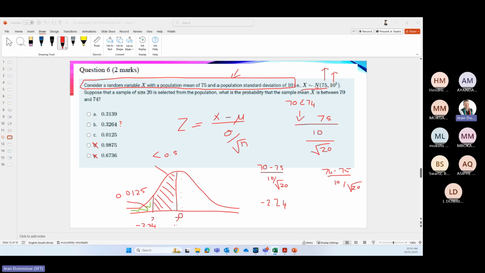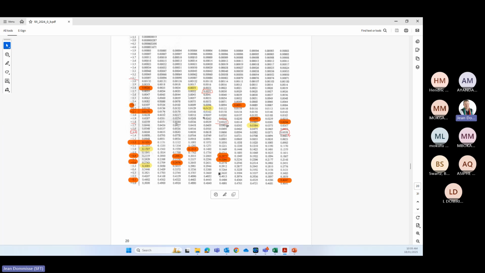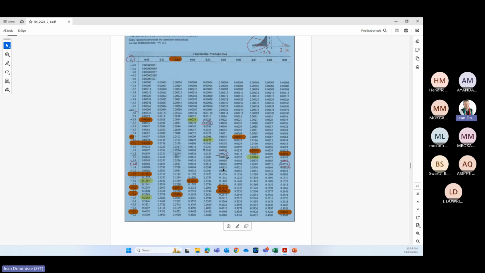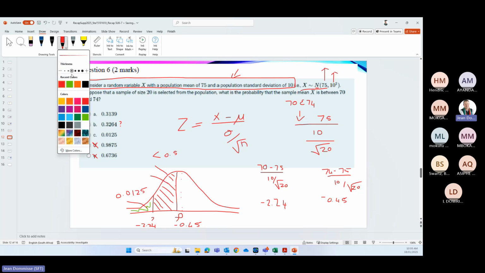And that is equal to minus 0,45. Okay, minus 0,45. So let's look at what that whole area is. Minus 0,45 minus 0,45. Let's just see. So it's 0,3264. Okay, so I would have been wrong in my guesstimate.